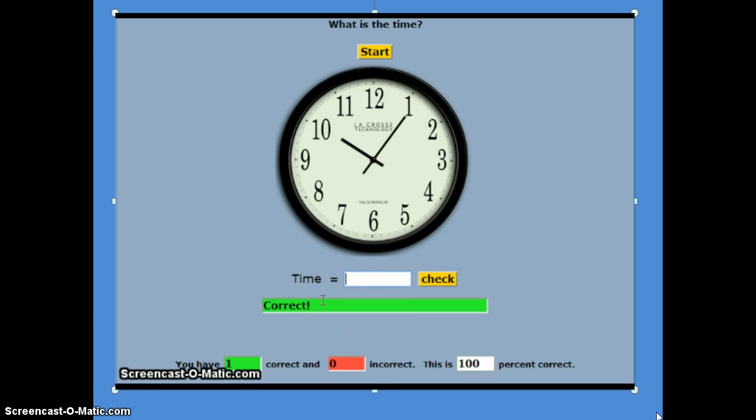So now let's try the next one. My hour hand is pointing towards the 10. It's between the 10 and the 11. And my minute hand is a little bit past the 1, so it's between the 1 and the 2. I'm going to give you a little bit of time to try to figure out the time.